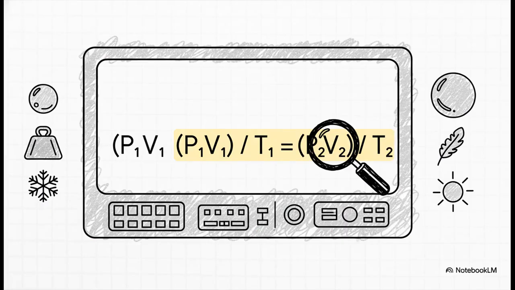Now, to solve a problem where pressure, volume, and temperature are all changing, we need to pull out a special tool, the combined gas law. It looks complicated, but it just says that for a certain amount of gas, the ratio of pressure times volume to temperature always stays the same. Our goal is to just rearrange this to solve for V2, the final volume.